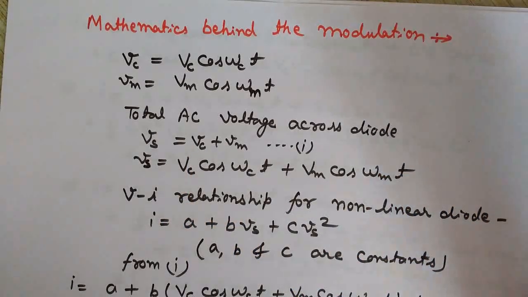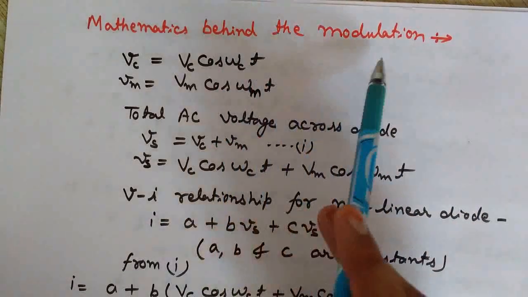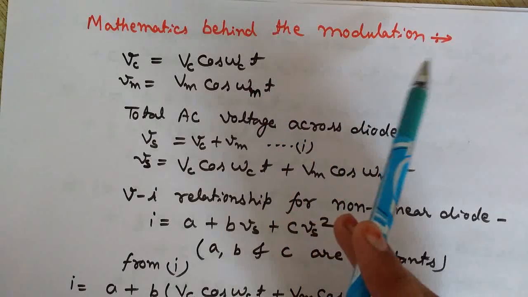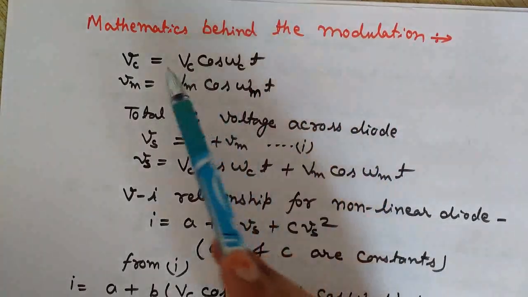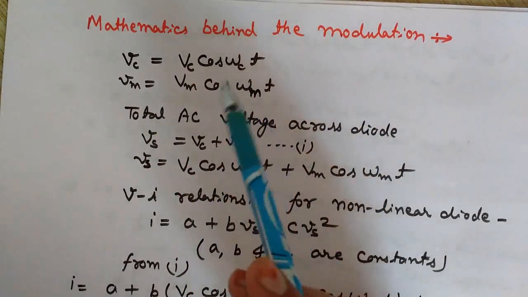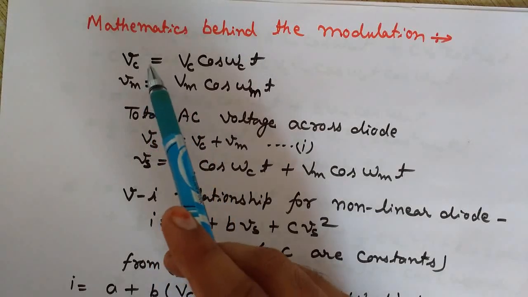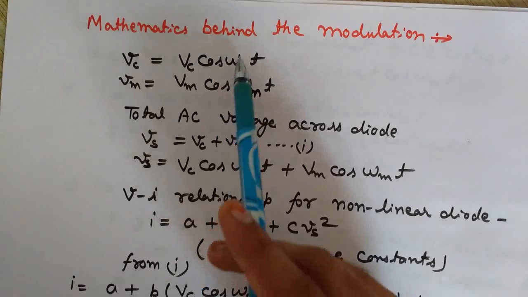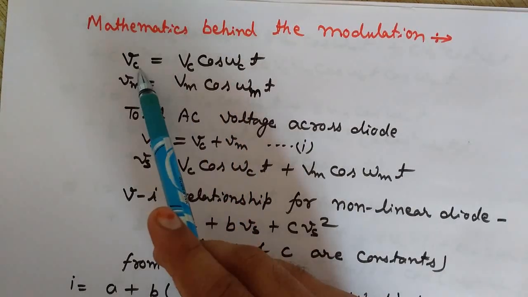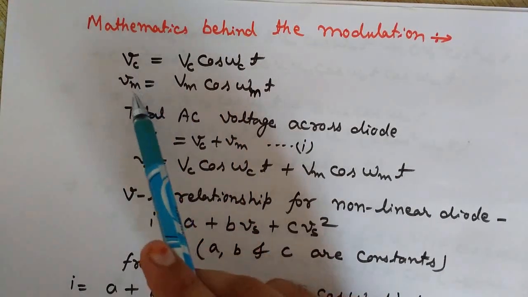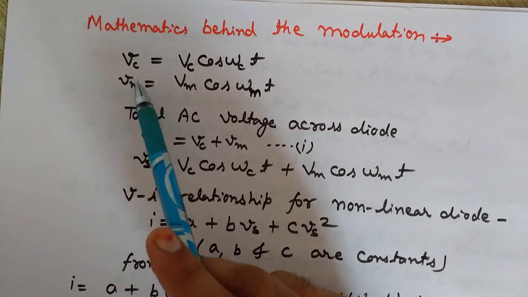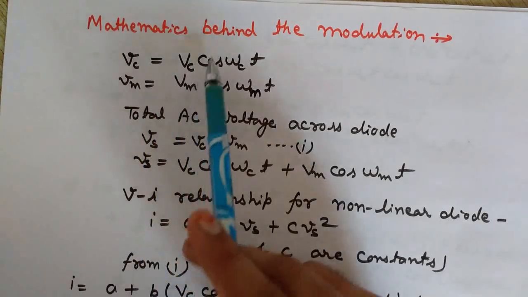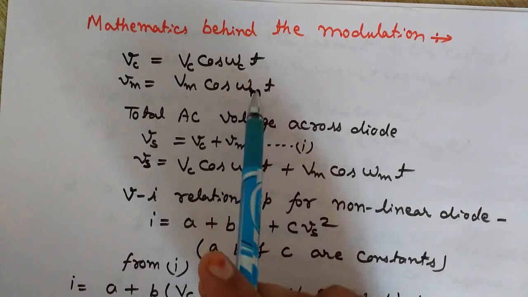Now it's time to understand the mathematical analysis, the mathematics behind the modulation process. As we have discussed, these two voltages are applied to the diode: Vc, the carrier signal, and Vm, the modulating or message signal. These are two AC voltages, and they have different frequencies.